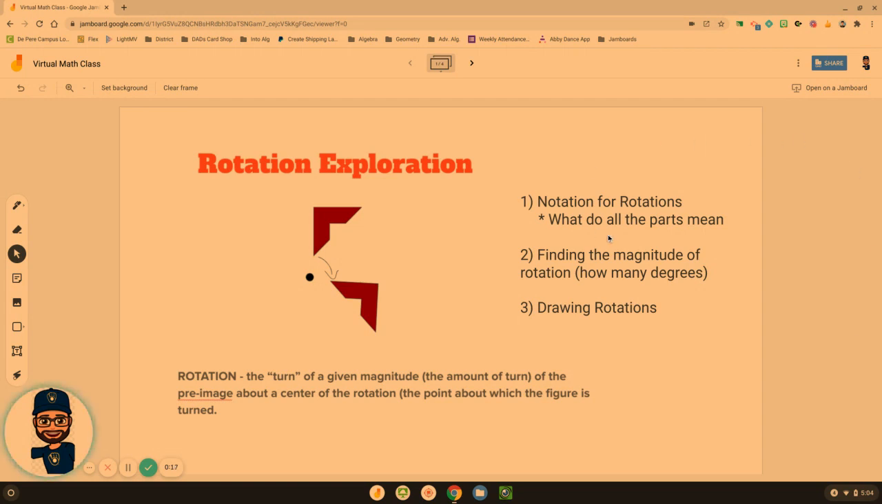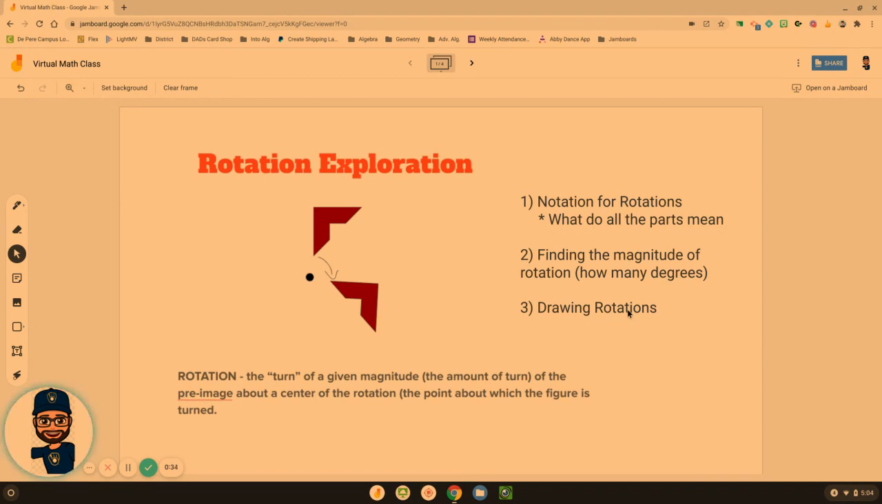So we're going to work this in three different parts. How do we look at the notation? Then how do we find this magnitude? How do we tell how far something is rotated on Thursday? And then we'll start to draw the different rotations on Friday.